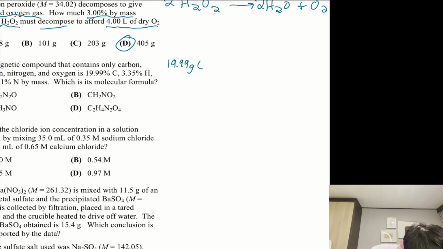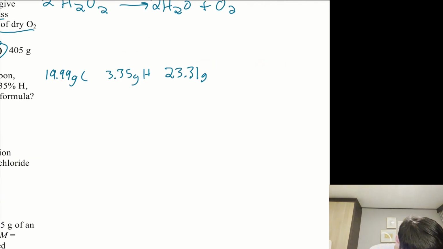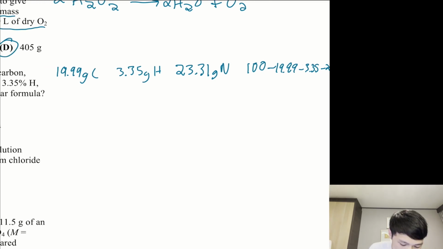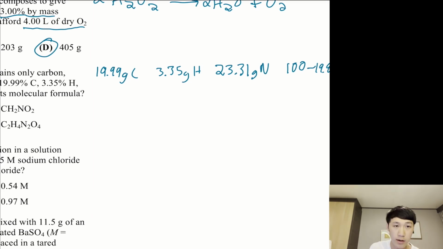19.99 grams of carbon, 3.35 grams of hydrogen, 23.31 grams of nitrogen. And then to figure out the amount of grams of oxygen, we know it's going to be 100 minus all of these because that's just going to be the remaining mass in oxygen. So it's going to be 100 minus 19.99 minus 3.35 minus 23.31 grams of oxygen. And to figure out the ratios of these atoms in the molecular formula, we can divide by the molar mass. So carbon, we're going to divide by 12.01.